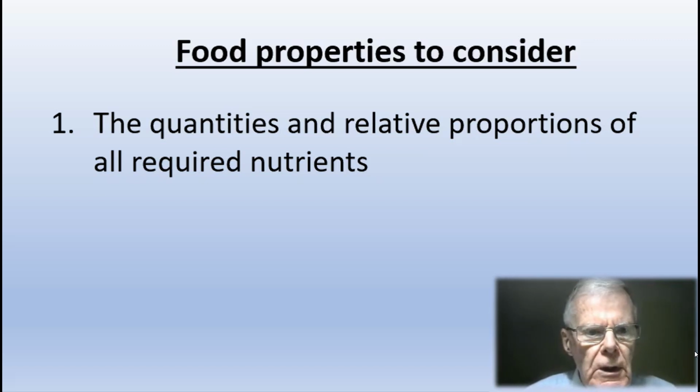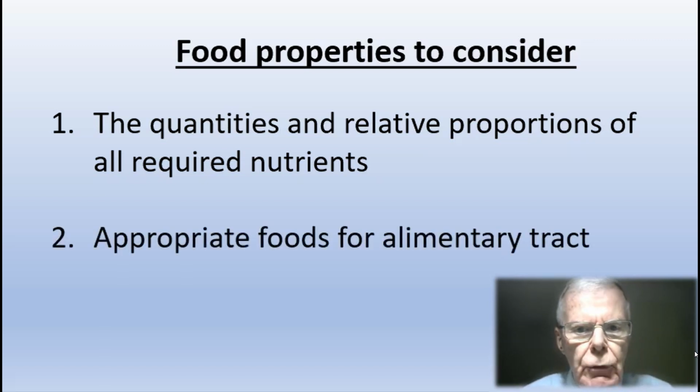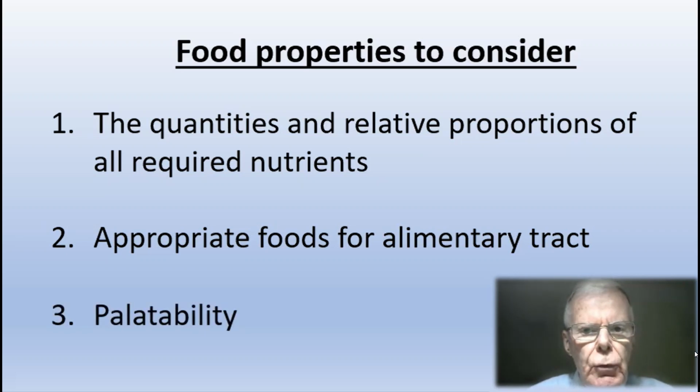The first things are the quantities of all the required nutrients for the particular animal being fed, and also the relative proportions of those nutrients in the diet. Because dogs and cats are essentially carnivores, the foods which their alimentary tract is best able to handle are animal tissues. And thirdly, in order to induce the dog or cat to eat the food provided, it must be palatable to meet their particular sense of taste.